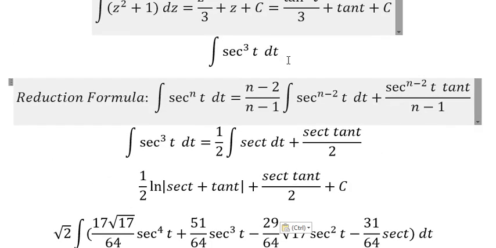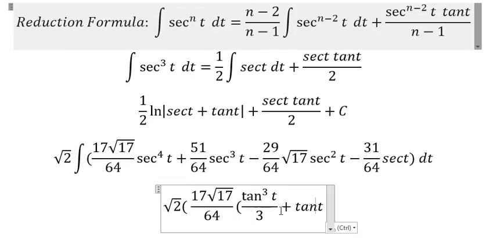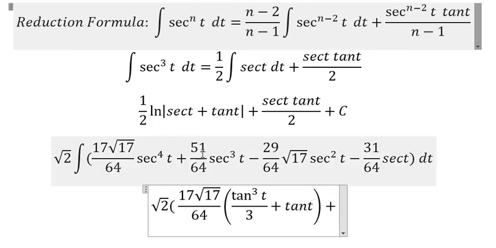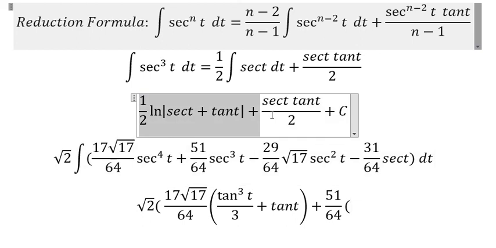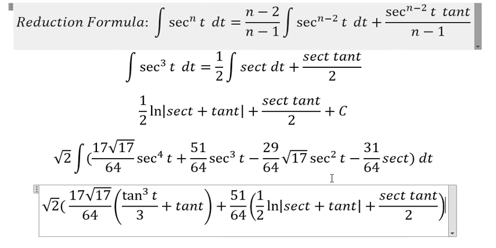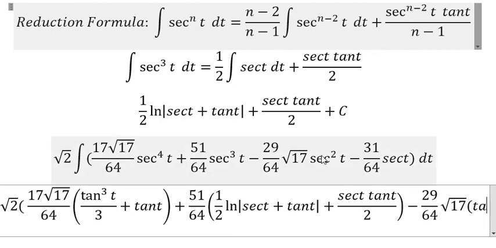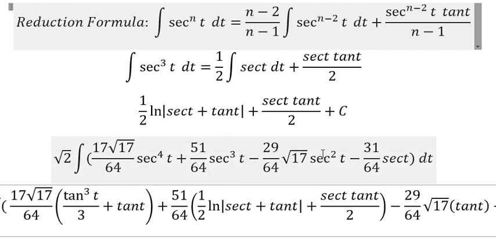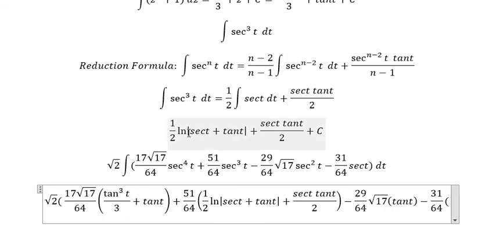This one we will got from here. This one we will got from here. This one we will got tan t. This one we will got this formula from here.